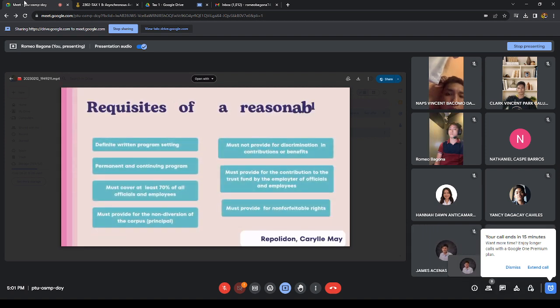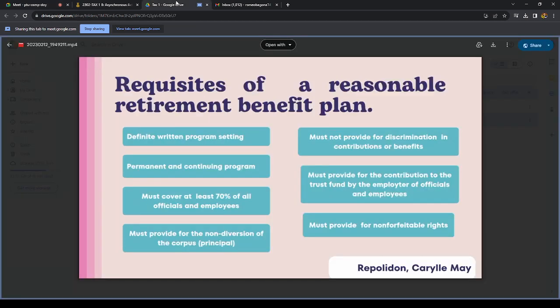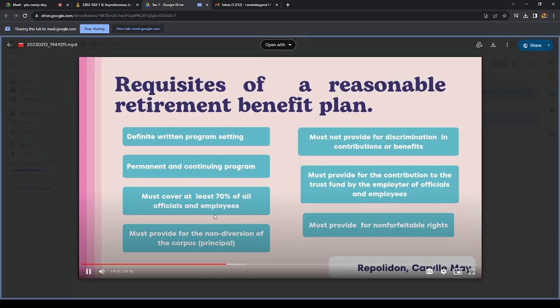The following are the requisites of a reasonable retirement benefit plan. First, it must be a definite written program setting forth all provisions essential for qualification. Second, it must be a permanent and continuing program unless sooner terminated by virtue of a valid business reason. Third, it must cover at least 70% of all officials and employees. If the plan provides eligibility requirements and at least 70% of all officials and employees meet the eligibility requirements, at least 80% of those eligible must be covered.